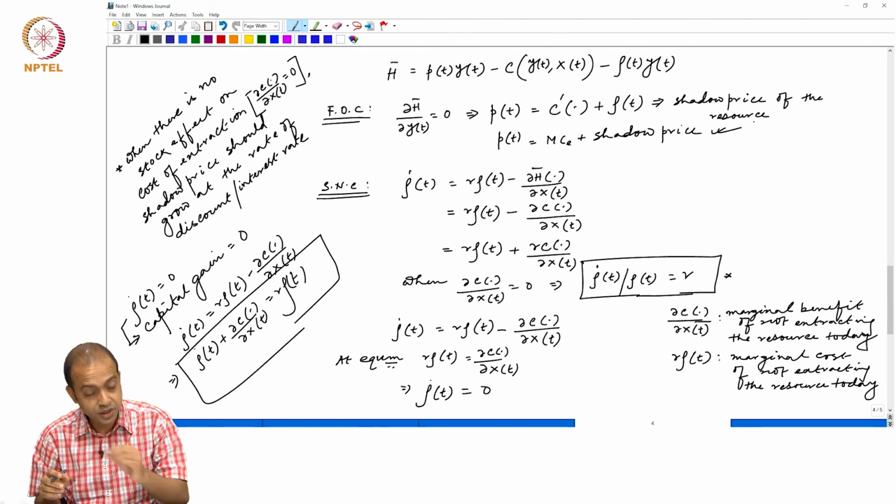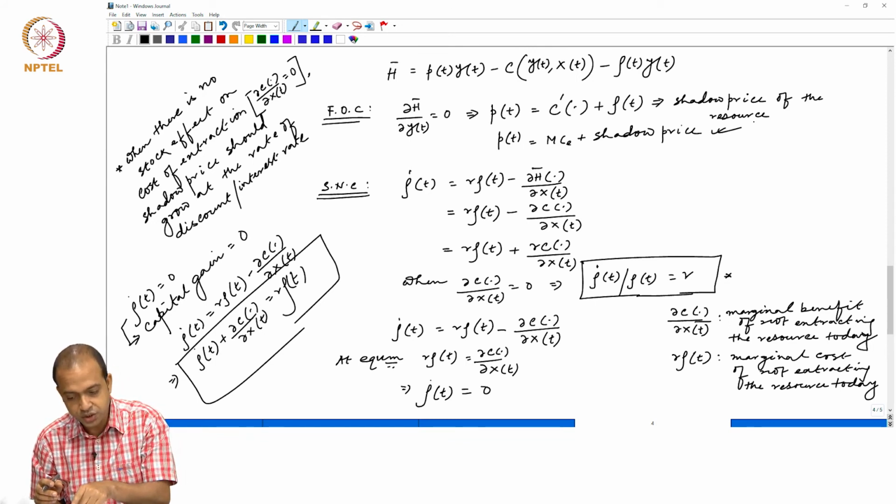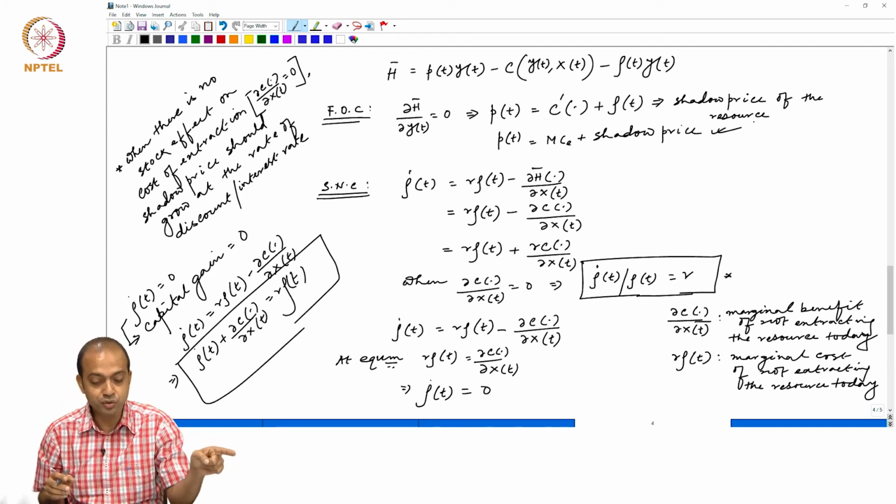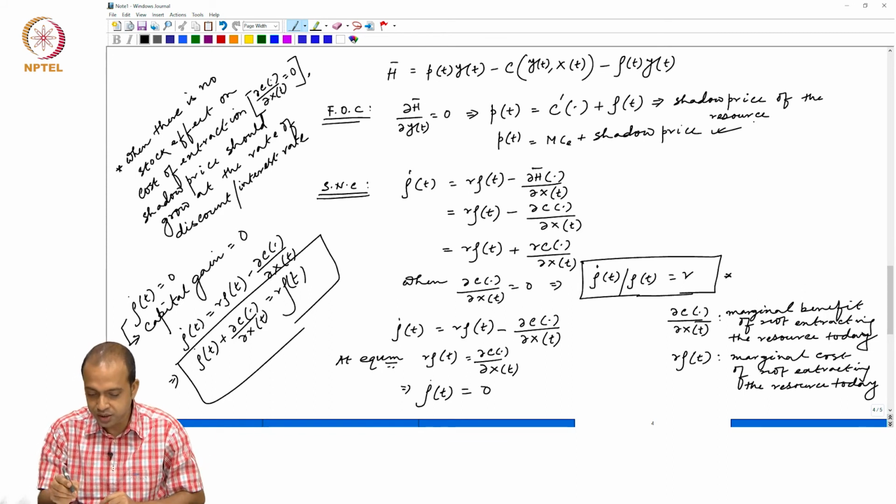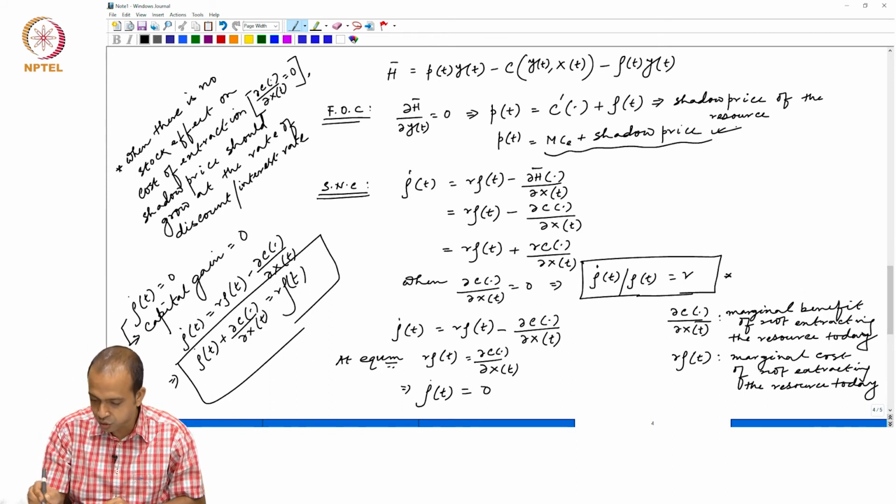Since it is not easily replicable, the optimum price should be determined by this rule, where price equals marginal cost of extraction plus the shadow price. This shadow price concept is equivalent to marginal user cost, MUC, and taken together you can think of it as augmented marginal cost.